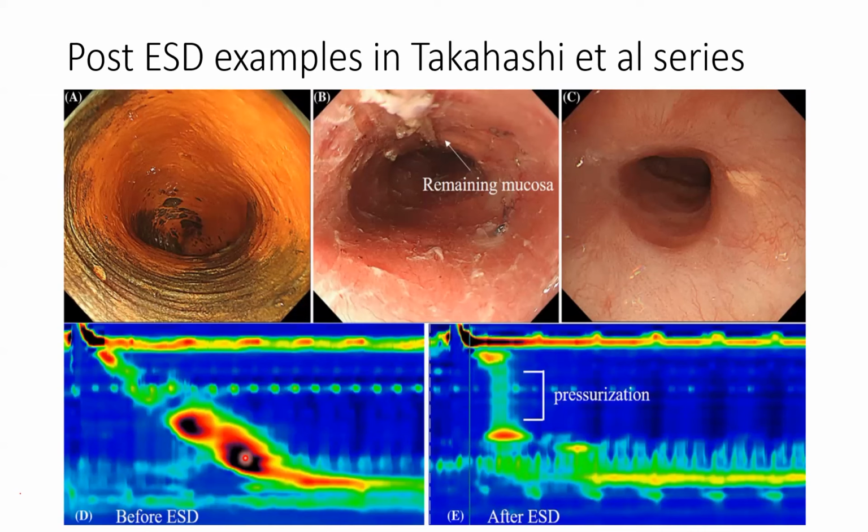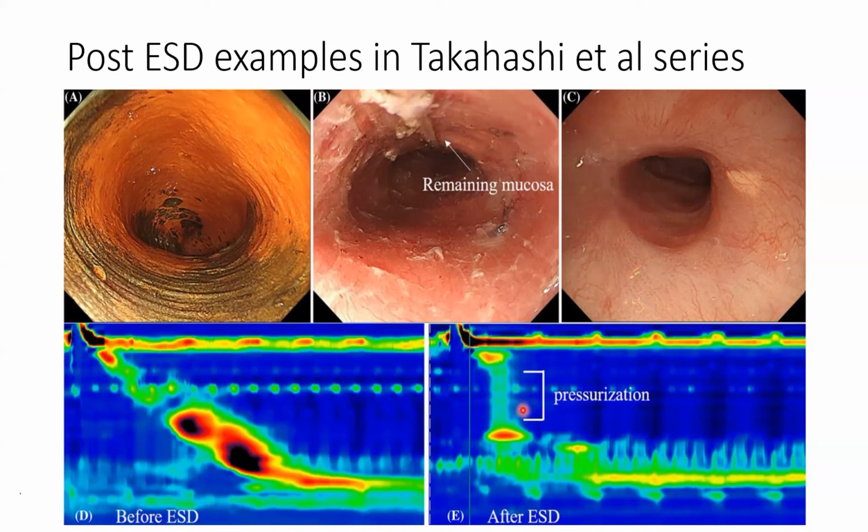You can see peristalsis below, which was a nice good DCI you can see here. This was somewhere in between, when they had probably a week down the line post ESD. Some remnant mucosa is still there on the top. It's not a complete circumferential resection. And subsequently, when it has completely healed up, in the C part.